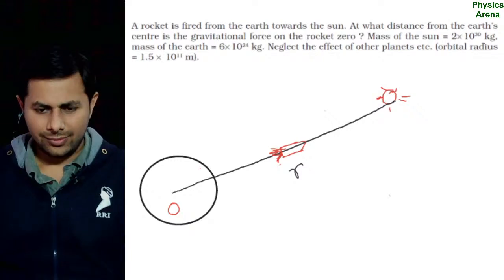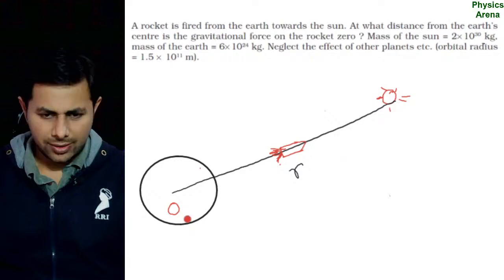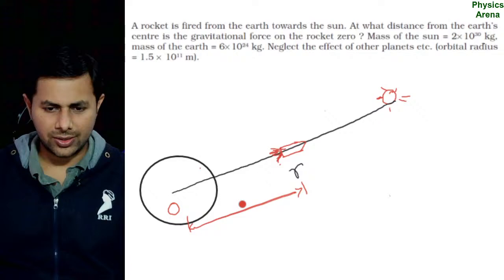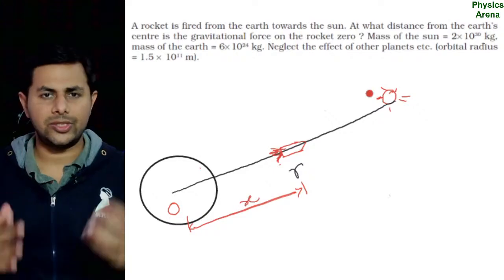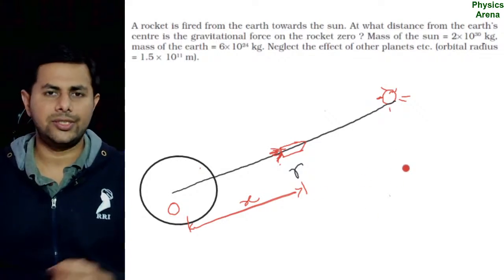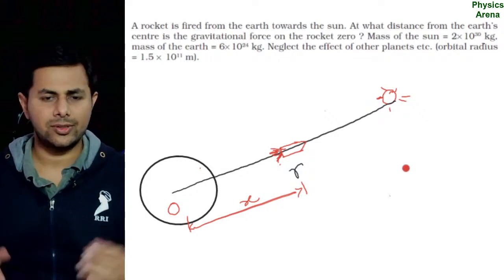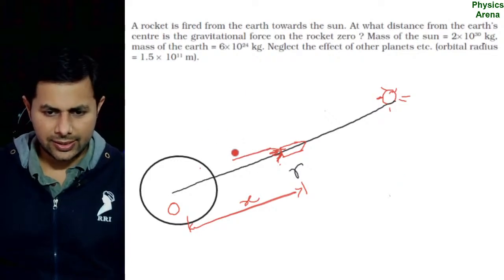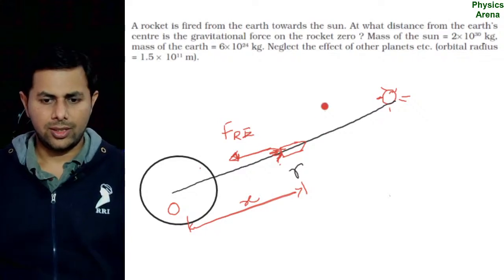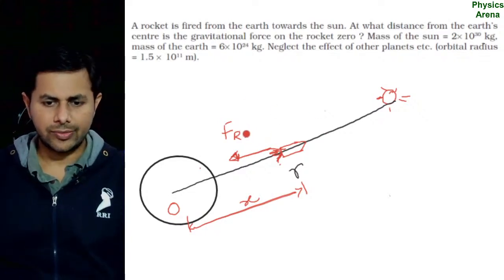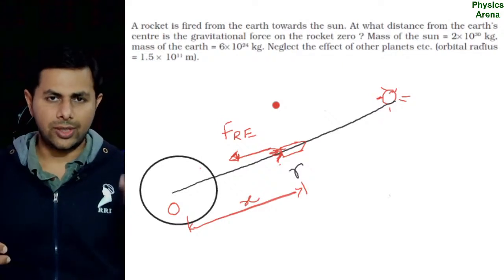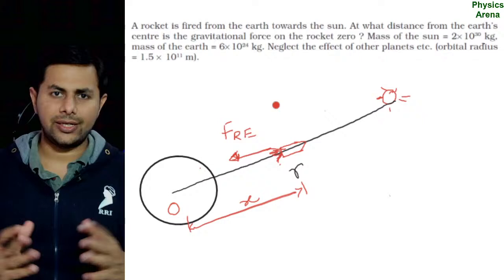Okay, so then the distance of this rocket from Earth's center is, suppose, x, then the distance from the center of the sun will be r minus x. All right, so now since the net force on the rocket becomes 0, the force due to Earth, which acts in this direction, this is the force on the rocket due to Earth. So this force must be equal to what? The force due to the sun. So two forces, equal and opposite, and that's why they get cancelled out.